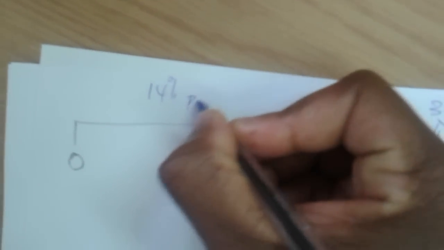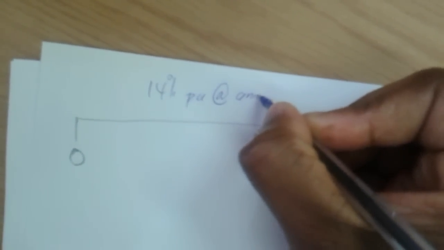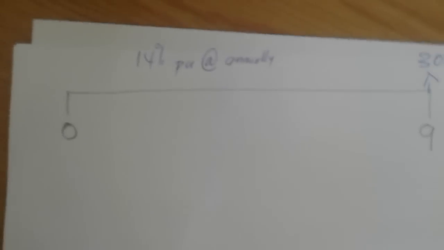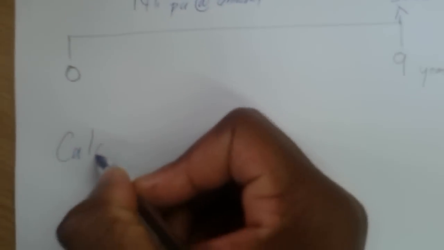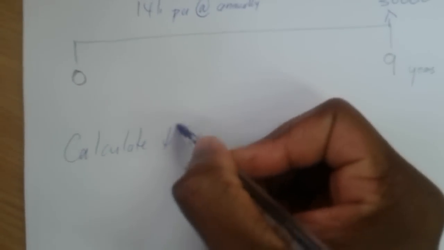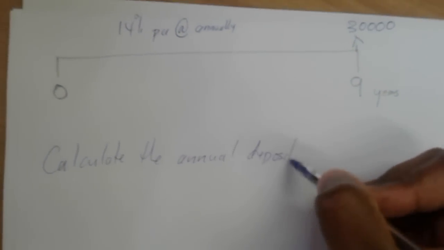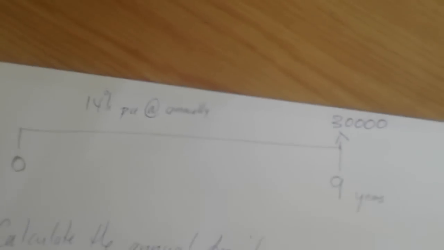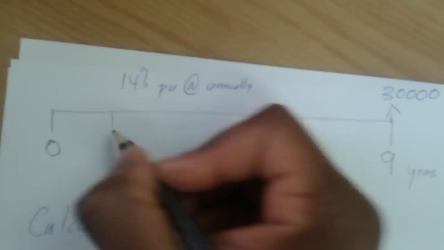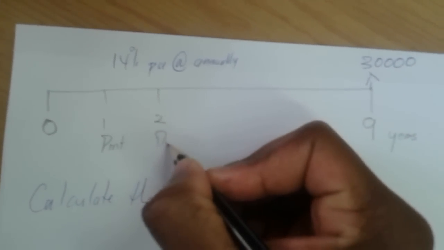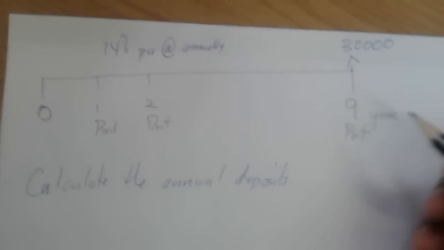Okay, so 14% per annum, compounded annually. Okay, now number 1 says calculate the annual deposits the person must make to enable him to reach his target. So it's saying calculate the annual deposits. Okay, I will just put 1 there, put 2 there. So there's a deposit there, there's a deposit there, and of course a deposit there.